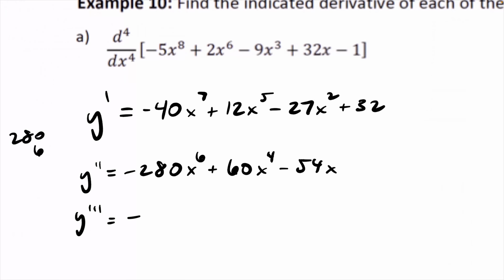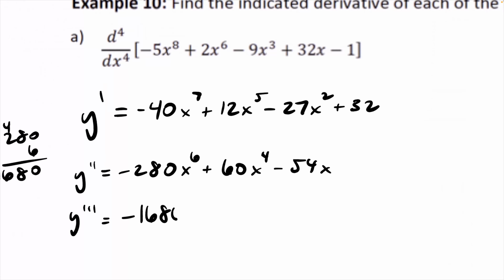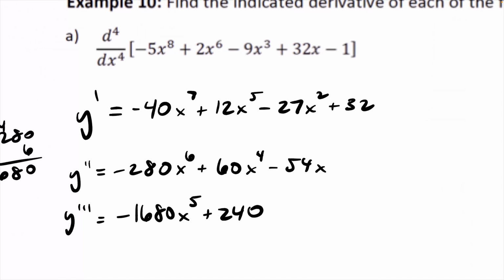280, what's 280 times 6? 1740? I believe so. I got 1680. Wait, is that what I did? Did I do something wrong? 12 plus 4 is 6, yeah. 1680, so negative 1680 x^5. Yeah, I got it wrong. Plus 240 x^3 minus 54.